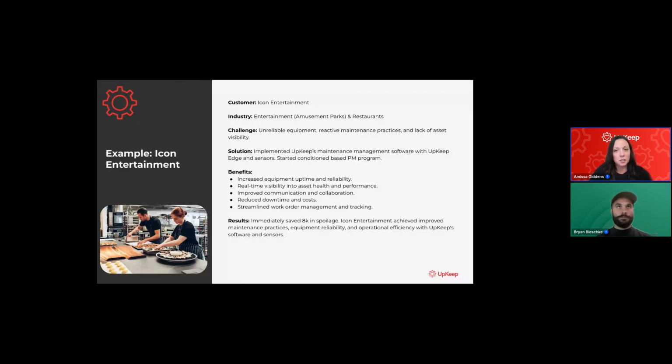Then they implemented UpKeep. So they did the UpKeep maintenance management, and then they also did UpKeep Edge with temperature sensors, and they started a condition-based PM program where they were monitoring the freezers and coolers at their locations remotely so they could prevent versus react and base their PM tasks off the condition of their equipment. So now they catch failures before they happen. They can also see which machines are being serviced more and can follow that history. And they also can manage preventive maintenance more efficiently because they can easily see what is causing more problems and make their PM program adjustments as needed.